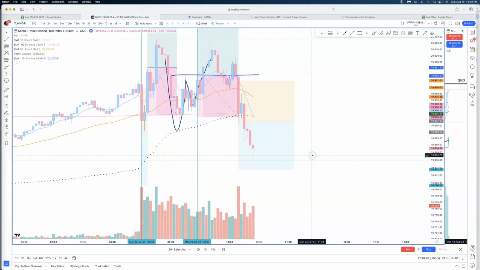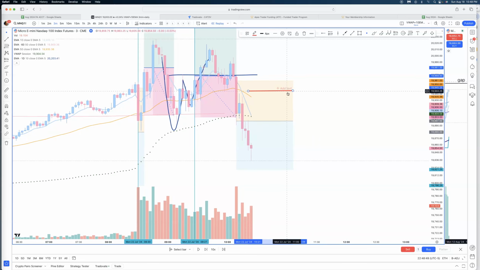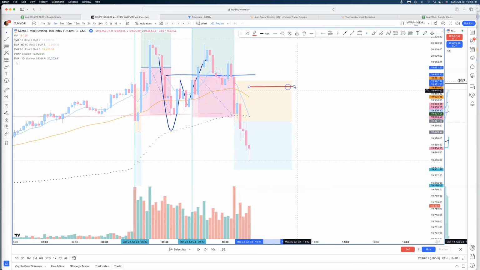Oh, don't really like that hammer candle. I will move this stop to just above the 50. I mean, that might be kind of too obvious of a stop, though, to be honest. I'll move it a little bit above.